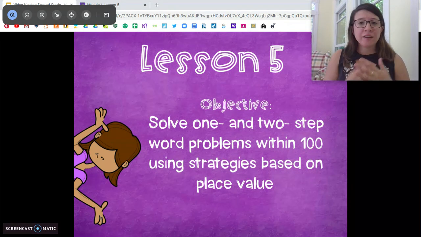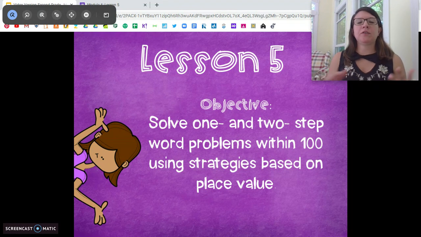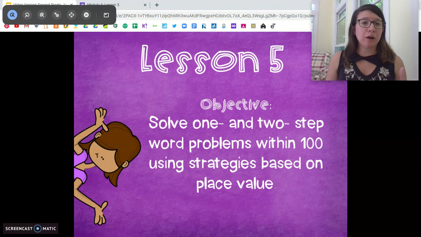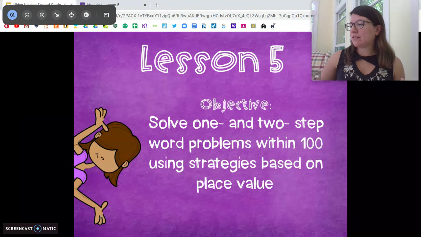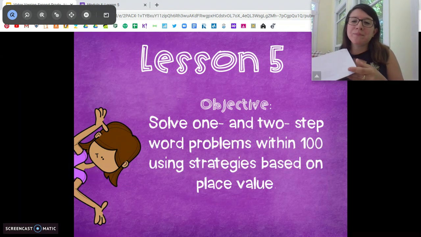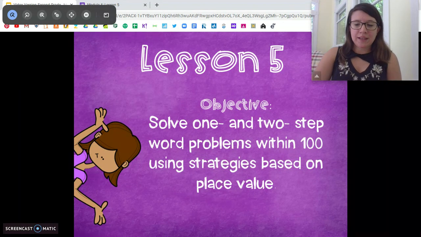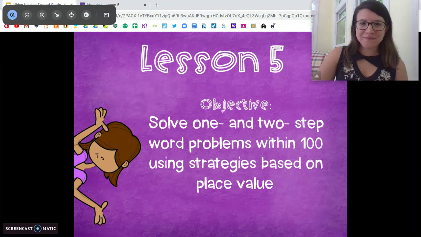For this lesson, you don't need your place value discs or place value chart or anything. Just make sure you have a piece of paper and a pencil, something to write with, something to write on. I always have my little whiteboard. So pause the video, go grab those things, and we'll get started.